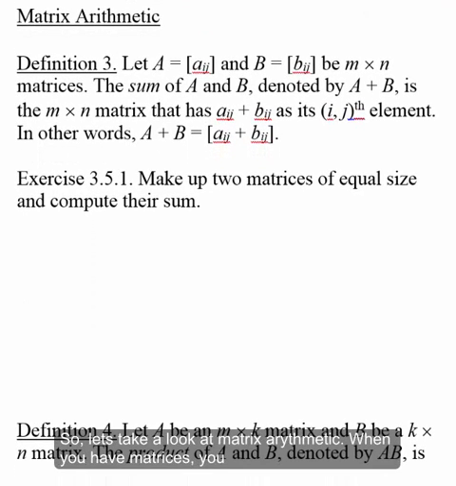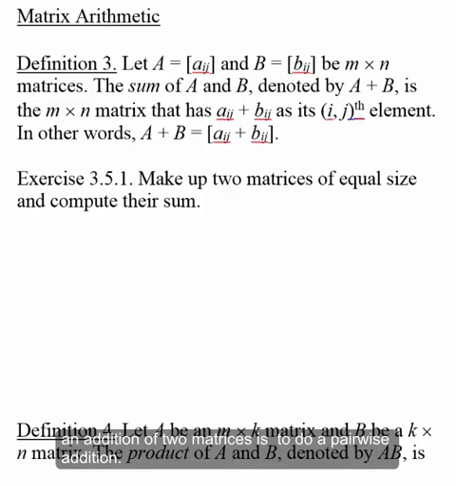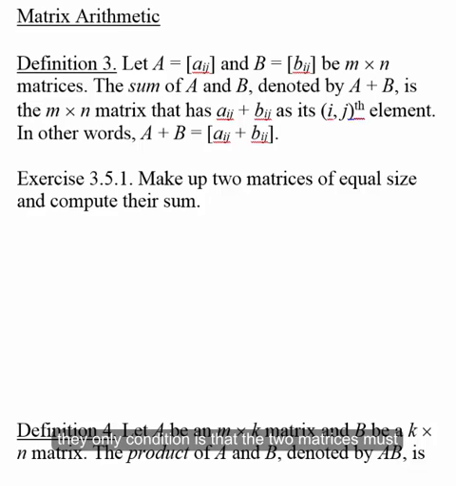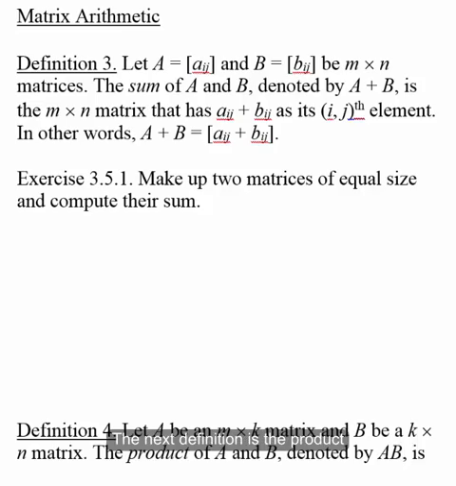So let's take a look at some matrix arithmetic. When you have matrices, you can add them or subtract them. To do an addition of two matrices, all you have to do is a pairwise addition. The only condition is that the two matrices must have the same dimensions. When we say dimension, we mean the number of rows is the same in both matrices and the number of columns is the same in both matrices.